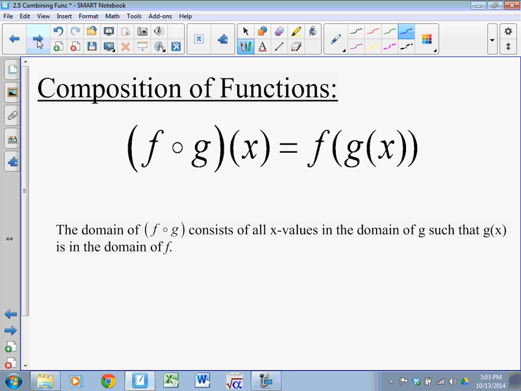The difference, the new one that we have to talk about, is the composition. And it's this new symbol, f of g, this little circle. What this symbol means is you put one function inside of the other. It's always the first function inside of the second function. And the best way to remember this is this f of g of x right there.